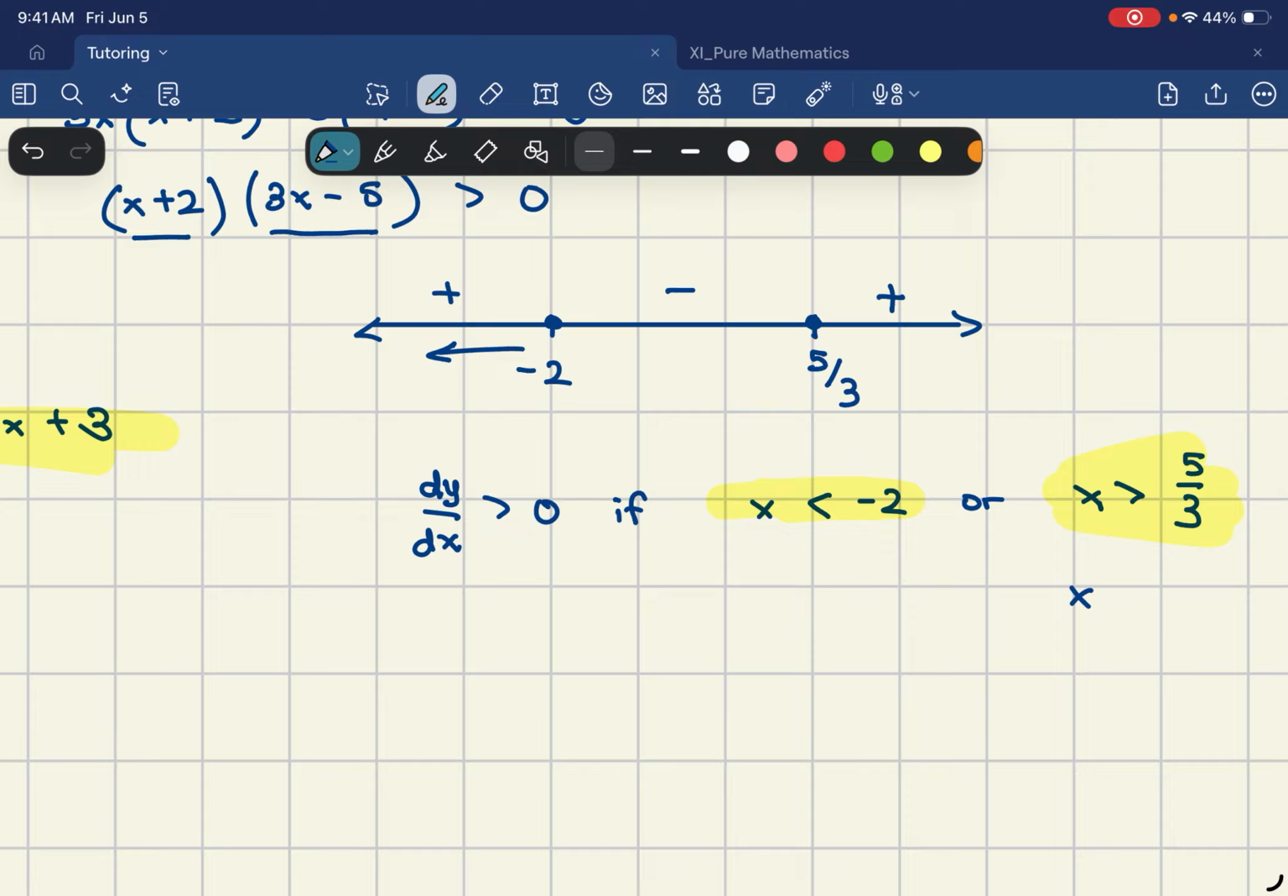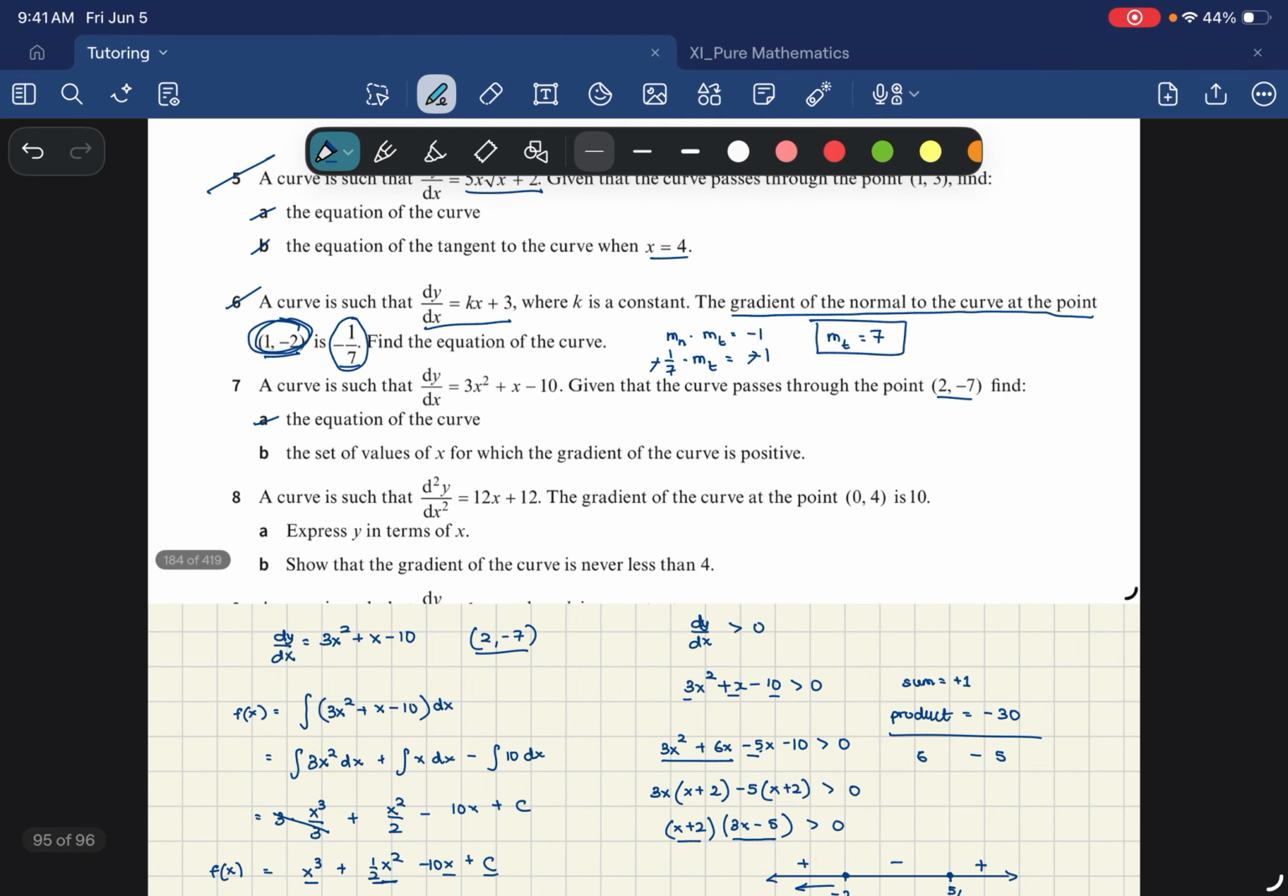5 over 3, you can write it as 1 2 over 3. Yeah. That is what the textbook gives you. But both answers are correct. And we are done with question 7.